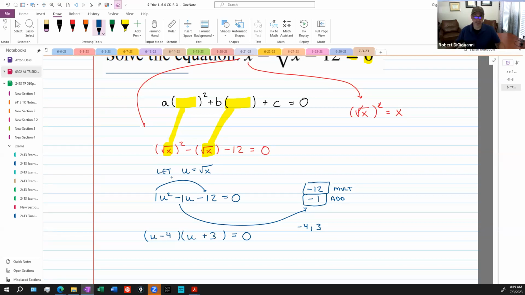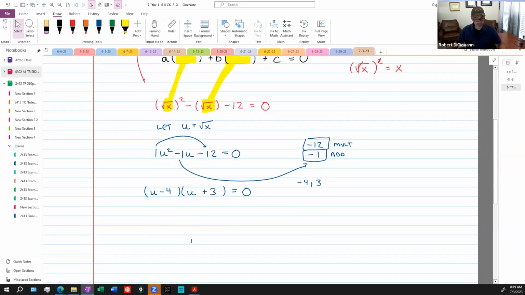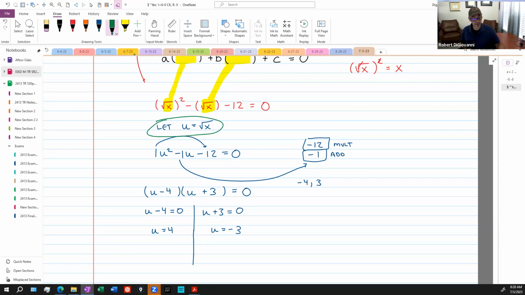And remember, again, don't put x there, right? Your variable is u, so keep u here. Set each of those factors equal to 0. Add 4 to both sides. Subtract 3 on both sides. So we've got our two solutions for u. Now we need to go back and remember, well, what was u? U is root x, right? So I'm going to replace this u with root x equals 4, and then replace this right here with root x equals negative 3.